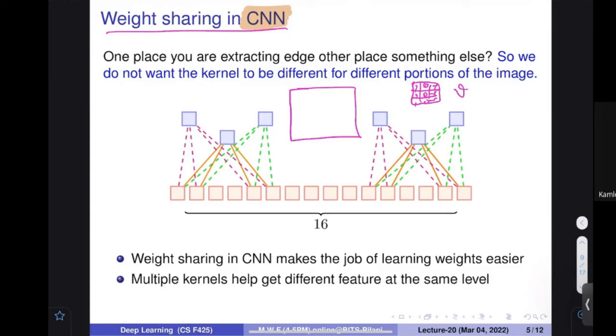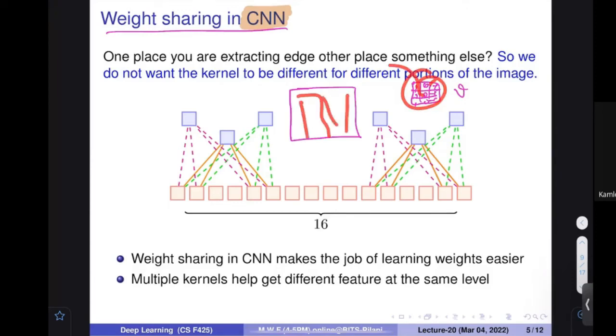If you are here applying this filter, and at this particular portion you are applying some other filter with some other value, would you be able to discover this feature? Yes or no? No. If you want to discover the vertical edges, then you have to apply this particular filter all over.